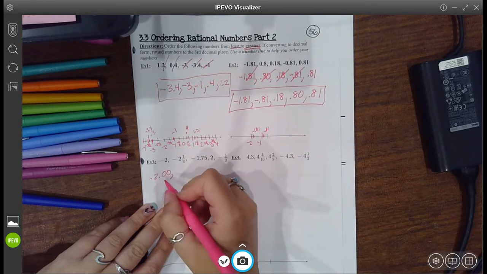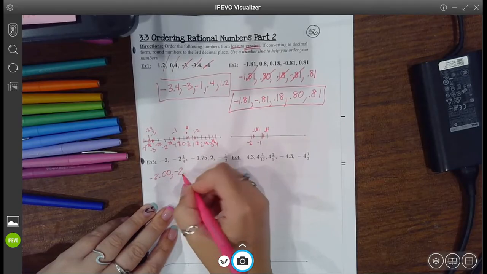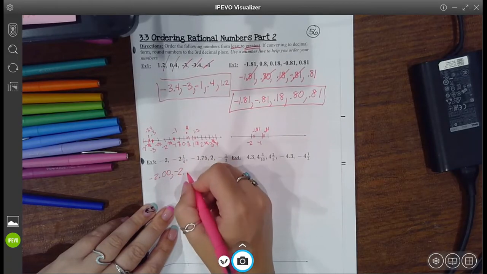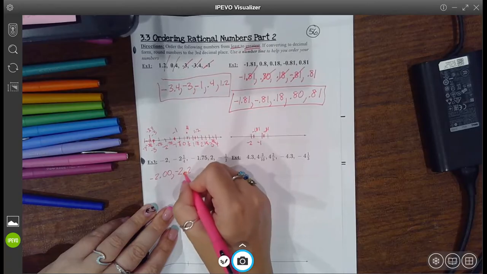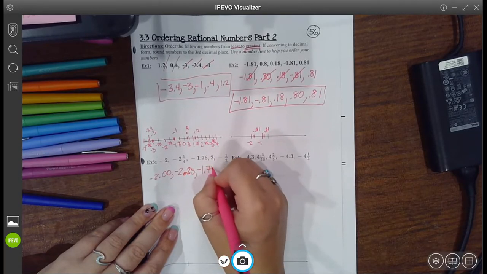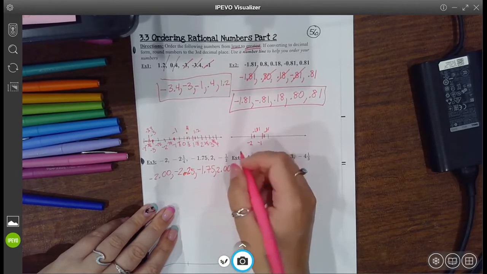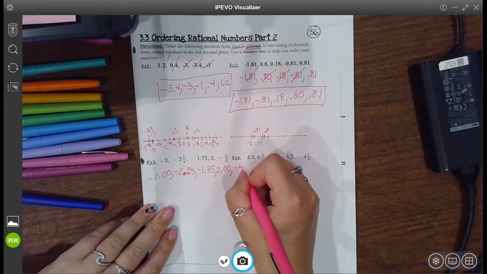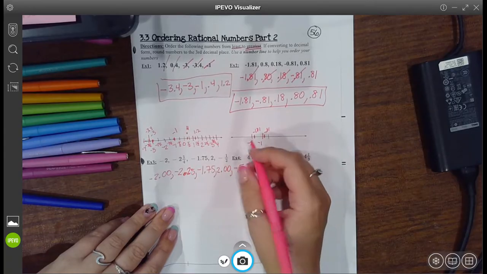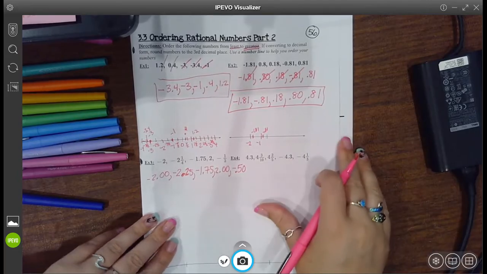So -2 is the same as -2.00. This is -2 and 1/4. If you do 1 divided by 4, you get 0.25. So -2.25, -1.75, and then a positive 2.00, and finally a -0.5, because 1/2 is 0.5, but we wanted to have two digits after the decimal, so we'll write -0.50.